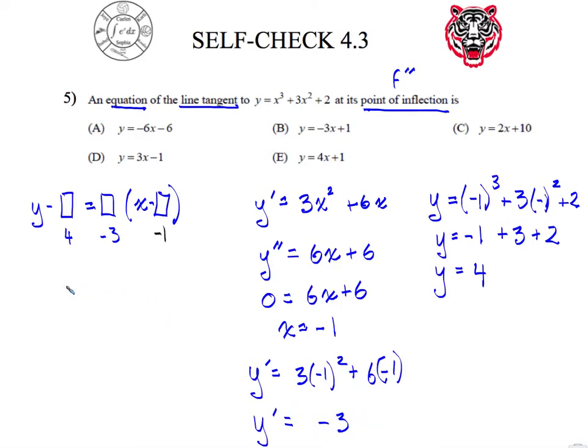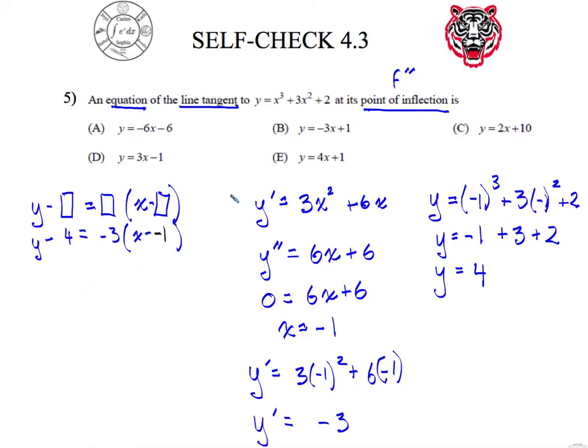Yeah, we skipped a few steps. So our equation was y minus 4 is equal to negative 3 times x minus, sorry, x minus negative 1. Yeah, sorry.